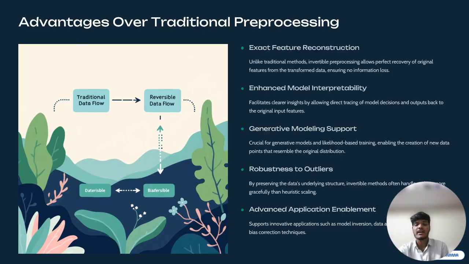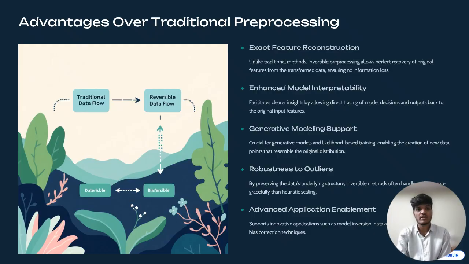facilitates clearer insights by allowing direct tracing of model decisions and outputs back to the original input features. Next, generative modeling support. Here, crucial for generative models and likelihood-based training, enabling the creation of new data points that resemble the original distribution. Robustness to outliers. By preserving the data's underlying structure, invertible methods often handle outliers more gracefully than heuristic scaling. Next, advanced application enablement. Here it supports innovative applications such as model inversion, data analysis, and bias correction techniques. These are techniques used in advanced application enablement. So these are some of the advantages over traditional pre-processing.